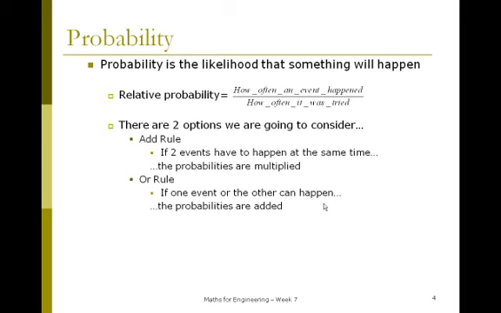So refreshing this, for the and rule, if two events have to happen at the same time, so A and B have to happen at the same time, and if that's the case, the two probabilities are multiplied. And for the or rule, it's the case that either one or the other event can happen, and if this is the case, the probabilities are added. So as always, this is probably best explained through an example.